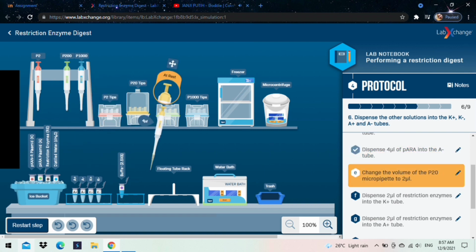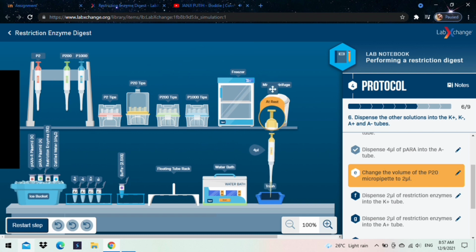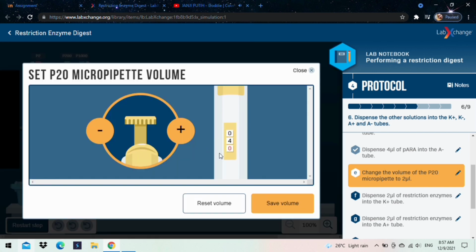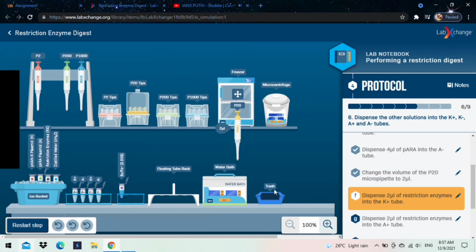Next, change the volume of P20 micropipette to 2 microliter. Dispense 2 microliter of restriction enzyme into the K-positive and A-positive tubes.